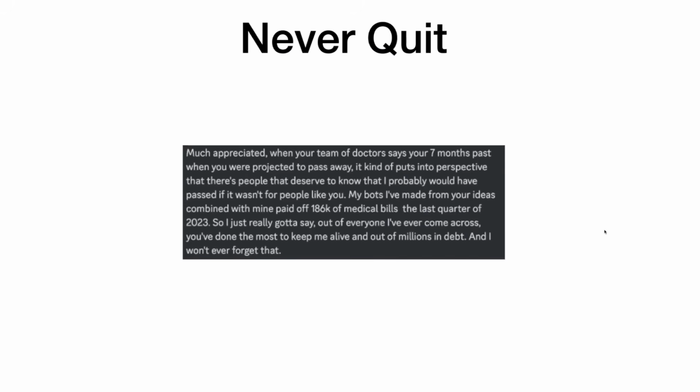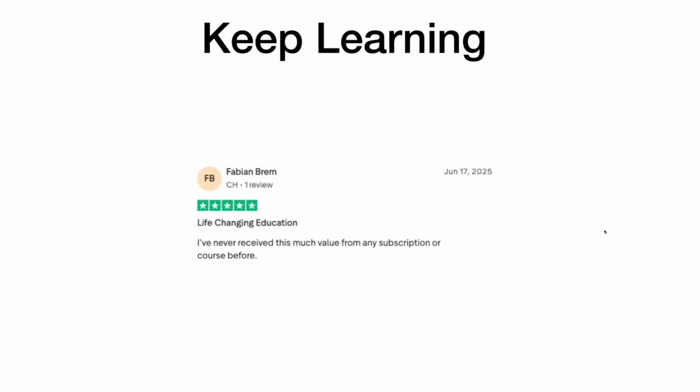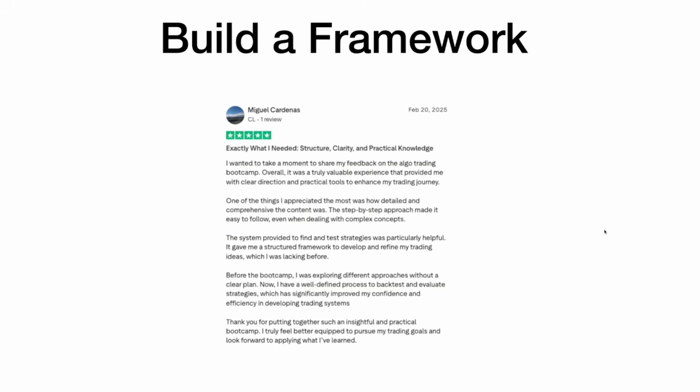So never quit, dude. Just keep going, keep swimming. You can always pull your way out of any situation that you may find yourself in. Find a family of algo traders that are all attacking this industry and just start learning. Learn, baby, learn so you can earn, baby, earn. That is a direct quote from Martin Luther King Jr. himself. Find an algo trading community. Keep learning every single day because there's so much to learn and so much to test. And then build a framework.